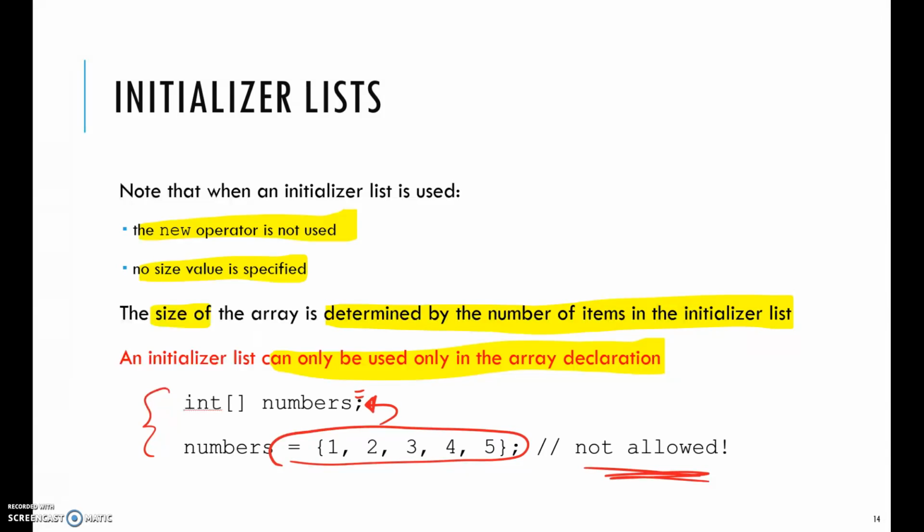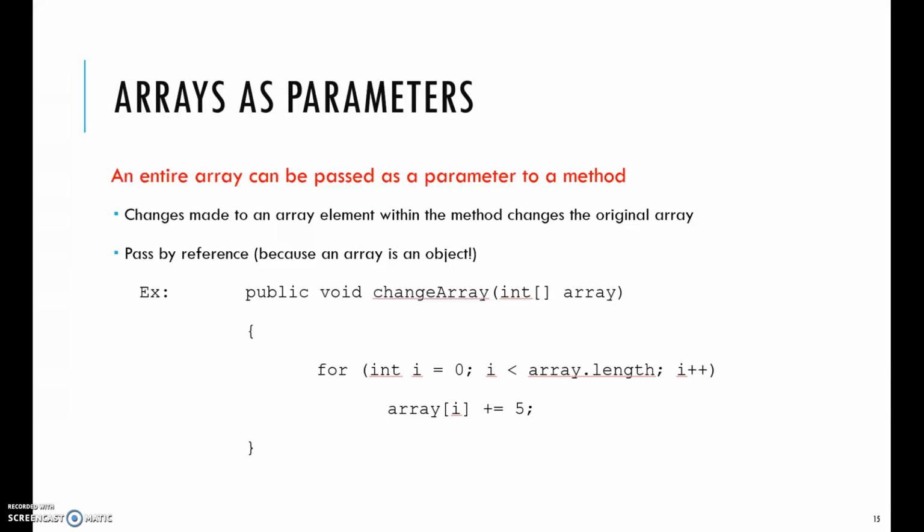And last but not least, we can pass our array as a parameter to a method. And any changes that are made to the array element within the method will change the original array. And the reason why this happens is because arrays are objects. So when we pass the array name, we are passing by reference. So let's say I had this method here called changeArray that accepted an array of integer objects. And in this code, I go from the first entry all the way to the last entry, and I add 5 each time.